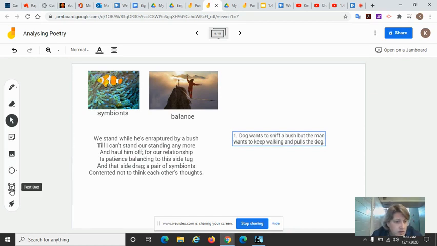So now let's paraphrase the second part. All right. It says, for our relationship is patience, balancing to this side tug and that side drag. So I'm looking at the words tug and drag. So that almost sounds like the man is wanting to go one way and the dog is wanting to go another way. And they're being patient with each other.